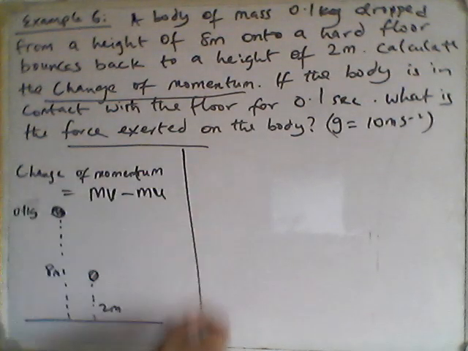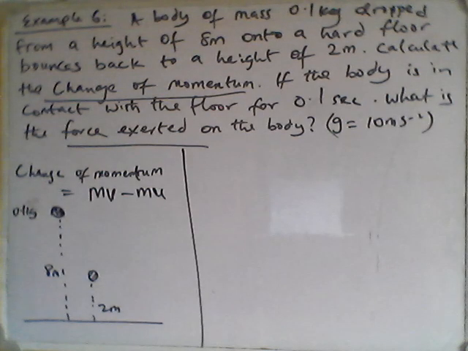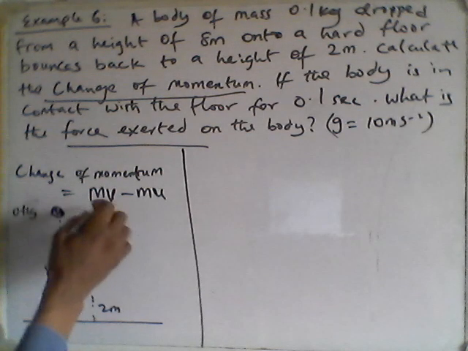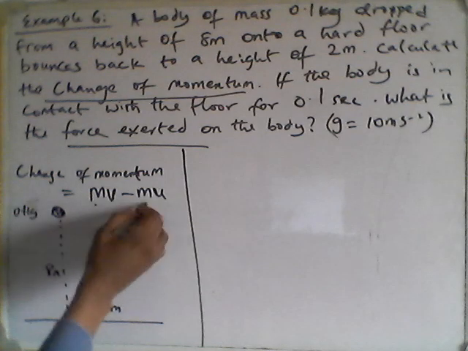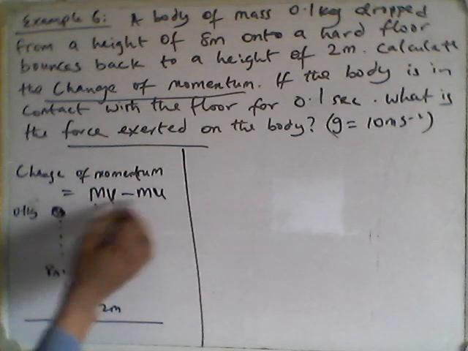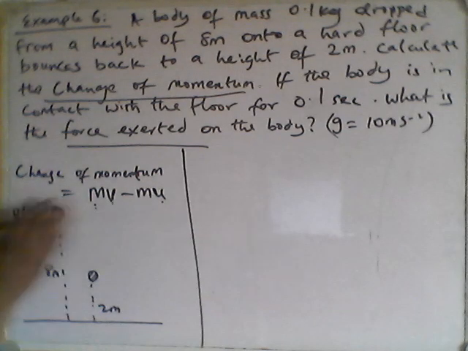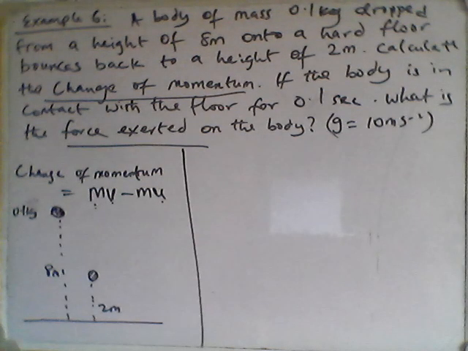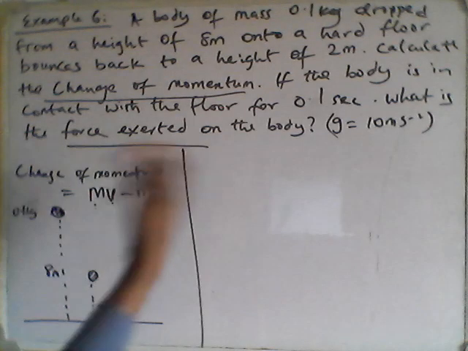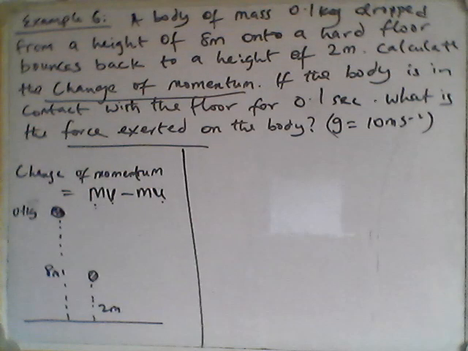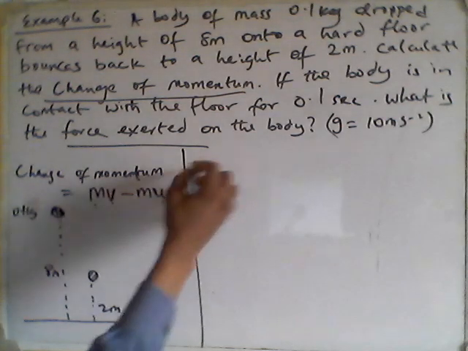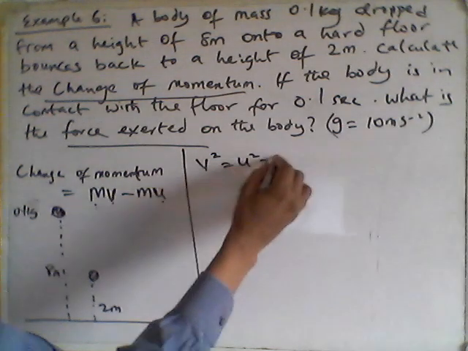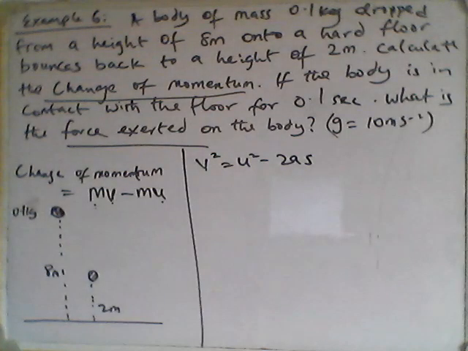Now, the question is very simple. We're told to calculate the change in momentum. I have the mass already, but I don't have the final velocity and initial velocity. That's where this diagram comes in. In dealing with linear momentum, always remember your linear motion equations. Recall this equation: V squared is equal to u squared minus 2as. This equation will be useful here.